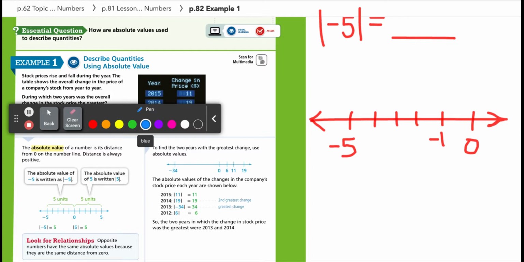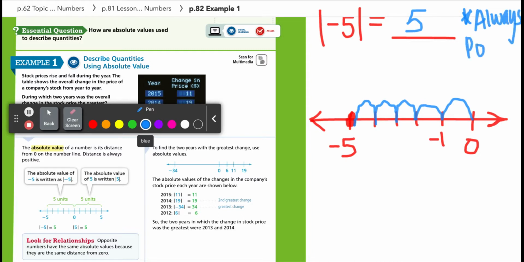Well, let's count. If I put my pen on 0 and I count all the way to that -5, how far is it? So I have 1, 2, 3, 4, 5. The distance from 0 to -5 is 5. And that makes sense because our hint with absolute value is that it is always positive. And 5 is positive because we don't see that negative sign.